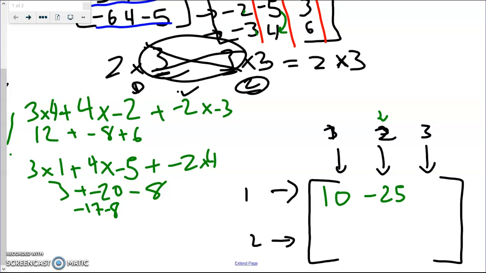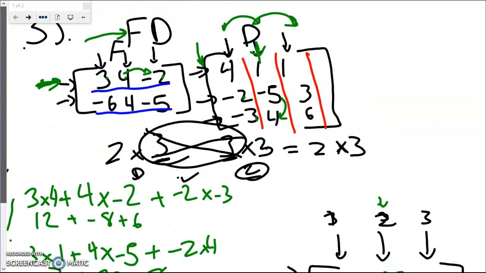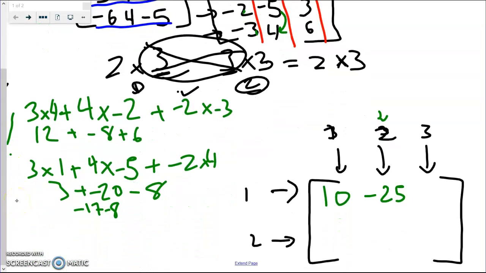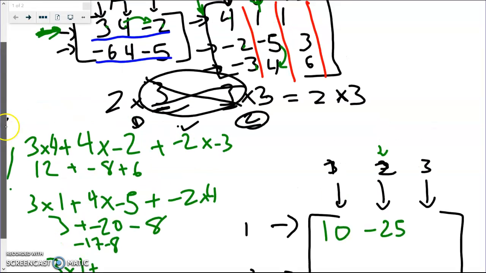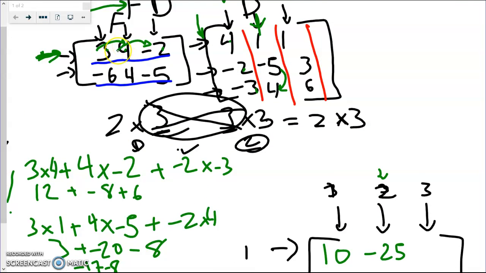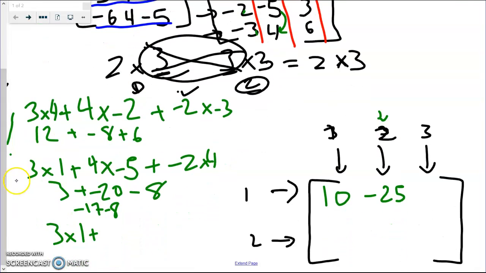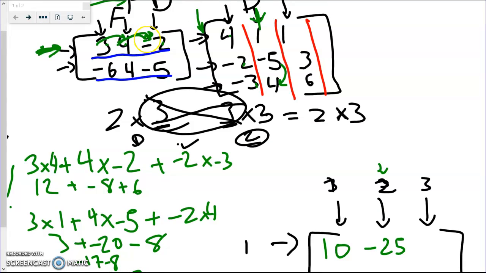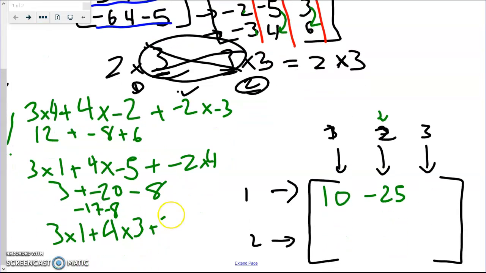So if we multiply these out, it's going to be 3 times 1, plus, we move right to the 4, down to the 3, so it's going to be 4 times 3 on the bottom, plus we move right over to the 2 again here, and then we go down to the 6. It's going to be negative 2 times 6.